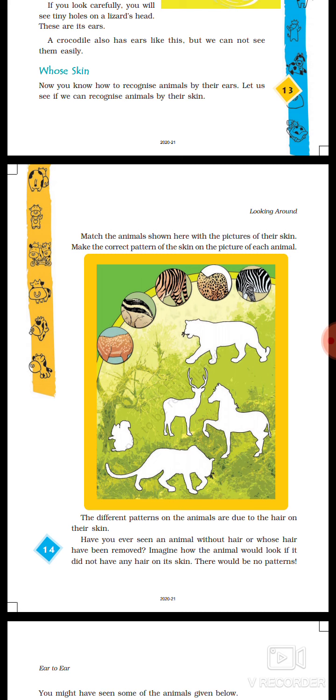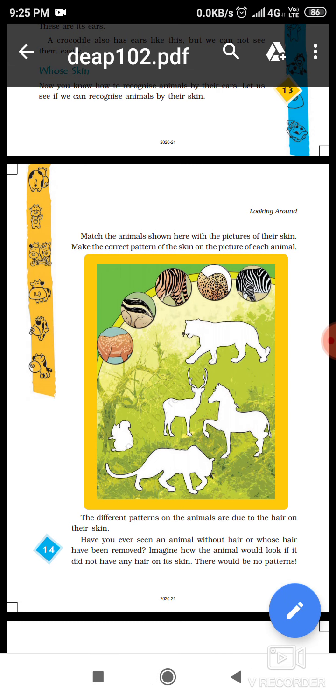Let us see whose skin this is. Match the animals shown here with the pictures of their skin. Make the correct patterns of the skin on the picture of each animal. The different patterns on the animals are due to the hair on their skin. Have you ever seen an animal without hair, or whose hair has been removed? Imagine how the animals would look if they did not have any hair on their skin. There would be no patterns.